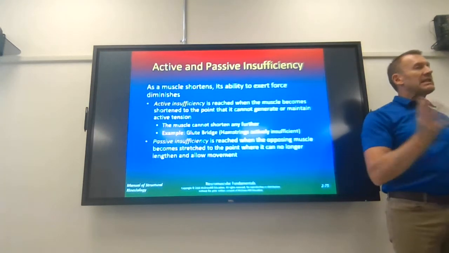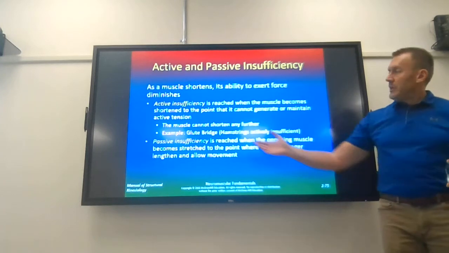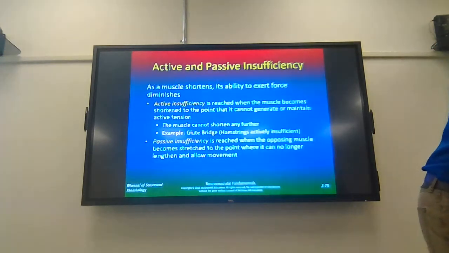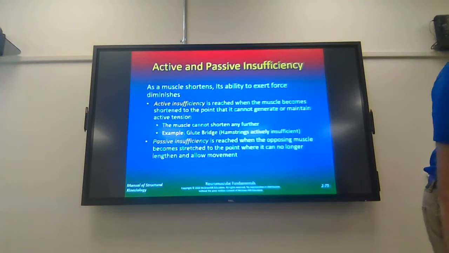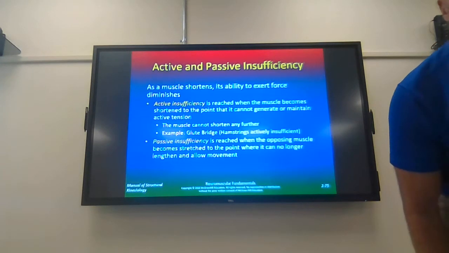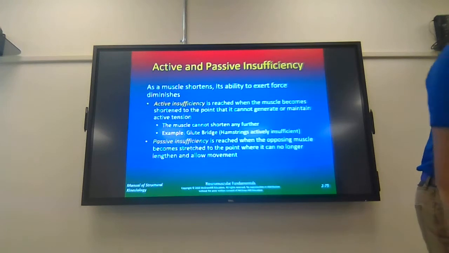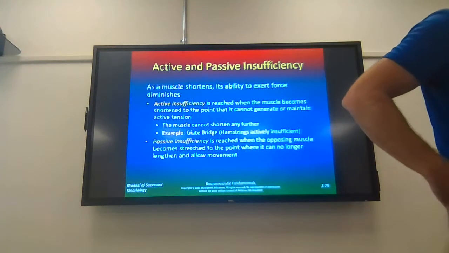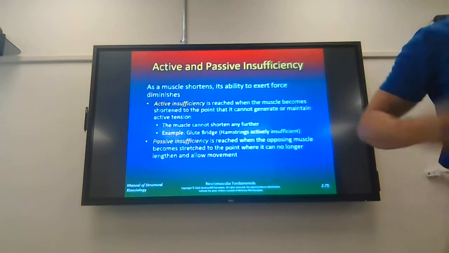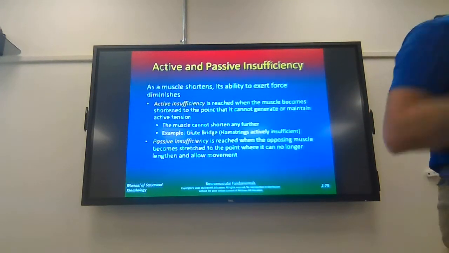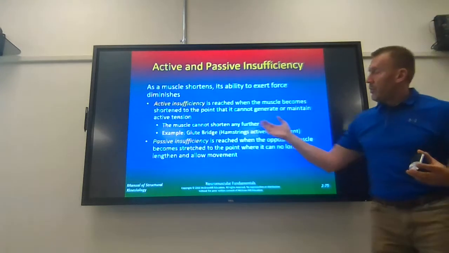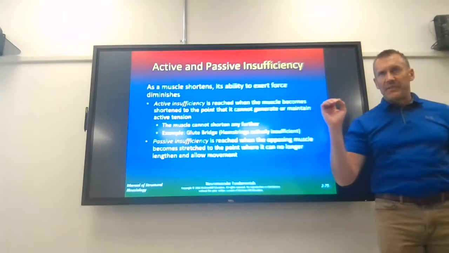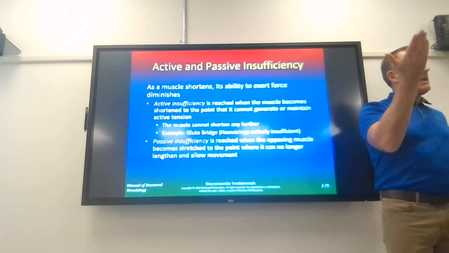So the practical example would be if we're doing a glute bridge, what's the position of the knee joint? During a glute bridge or a barbell hip thrust, what's the position of the knee joint? It's flexed. And what are we doing during a barbell hip thrust or a glute bridge? What are we doing with the hips? We're extending. So in other words, we're doing both functions of the hamstrings at the same time. We're flexing at the knee joint and we're extending at the hip.